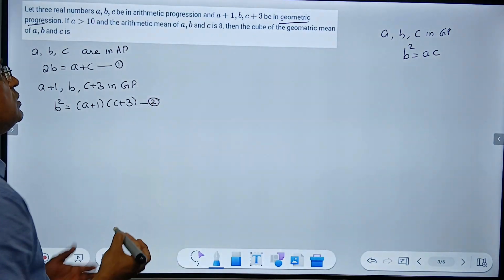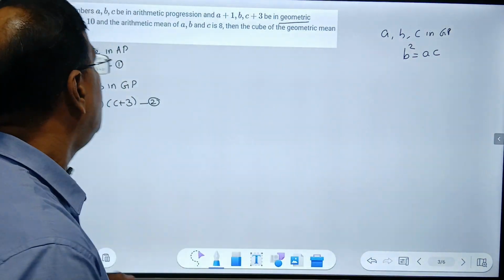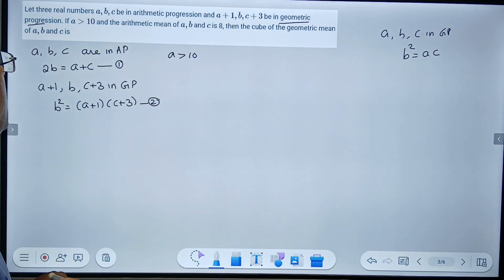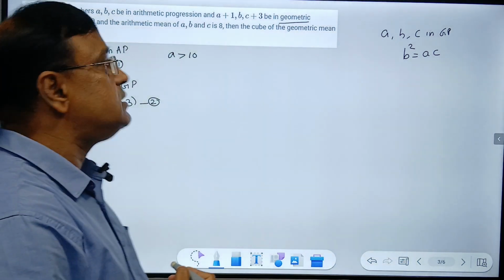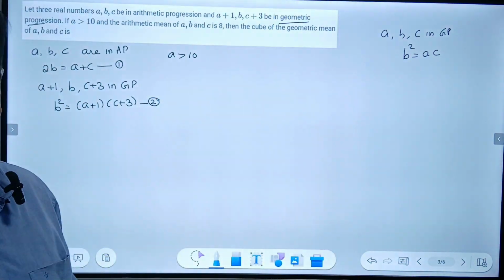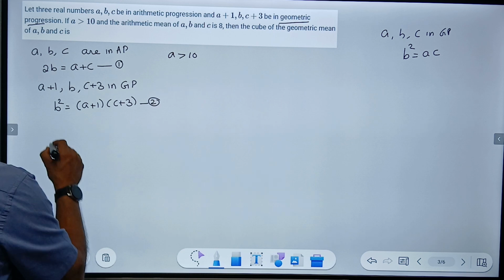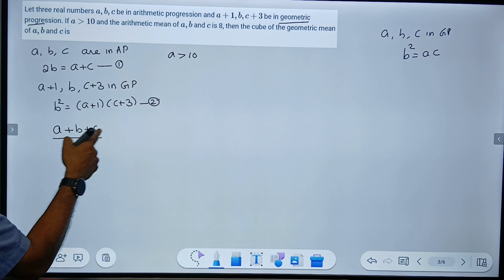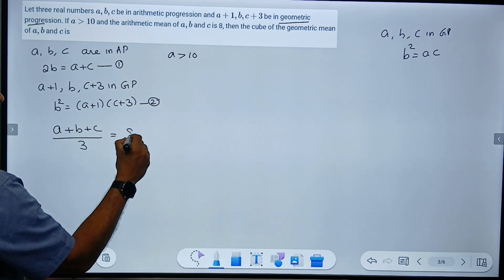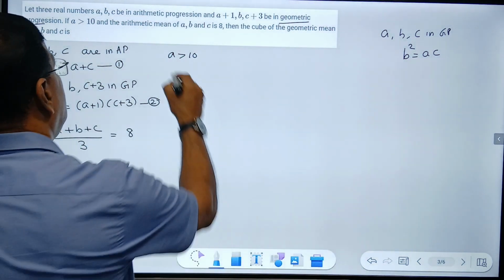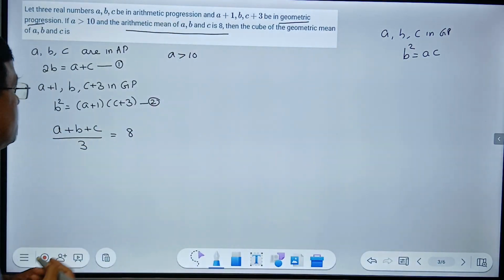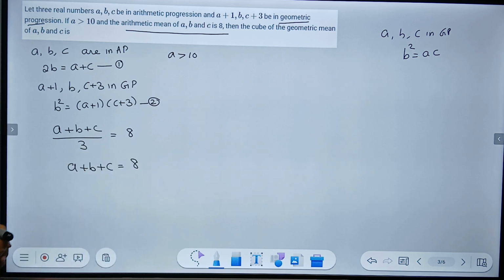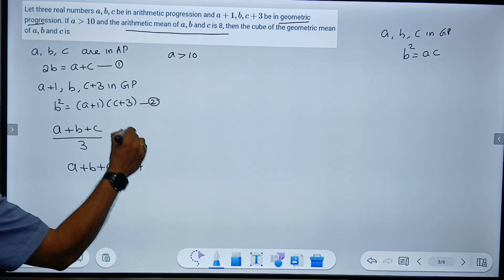First, I am using all the data given to me in the question. It is also given that A is greater than 10. And the arithmetic mean of A, B, and C is 8. So how do you find the mean of A, B, C? Add all the numbers and divide by the total number of numbers. There are 3 numbers, so A plus B plus C over 3 equals 8. From this, A plus B plus C equals 24. 8 3s are 24.